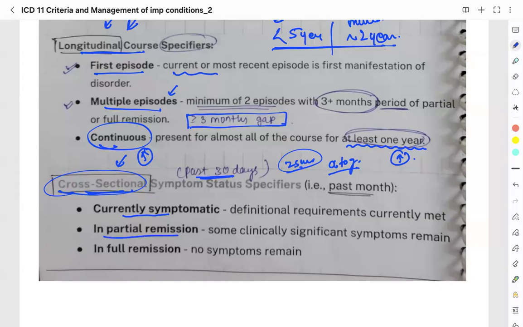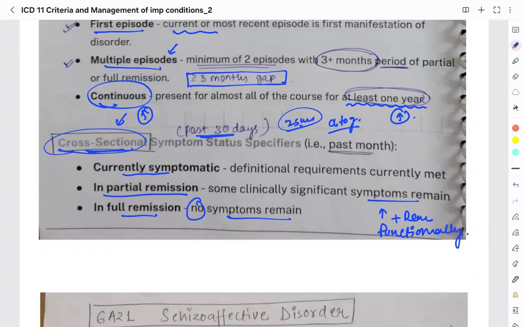Partial remission means that some clinically significant symptoms remain, and most of the time the patient has been in remission and has partially regained their functionality. So they have started to go to work. Maybe they're not doing the work in their home like they used to do before, like in complete remission, but they are still functional now. And in full remission, there are no symptoms remaining.